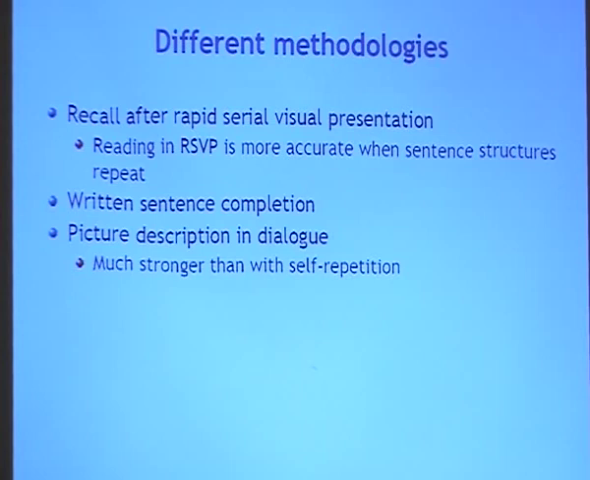Picture description in dialogue is similar to what Bock did. However, it's included in a scripted situation where people are told that they have some common goal with a conversational partner, and the conversational partner is actually a confederate of the researchers. But what happens there is very similar to what Bock did. But people focus on the dialogue. They focus on explaining to the other person what they need to say. And it's interesting that the priming effects are even stronger in this dialogue type situation.